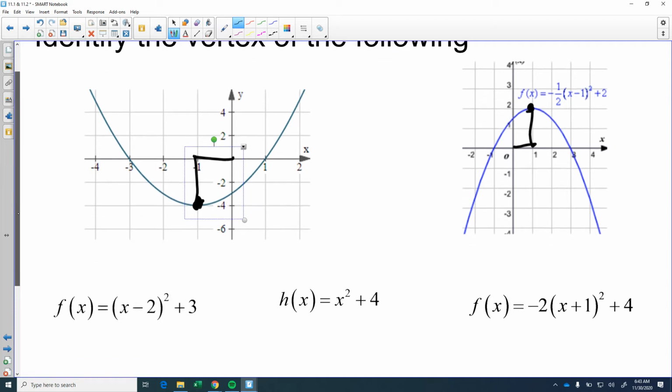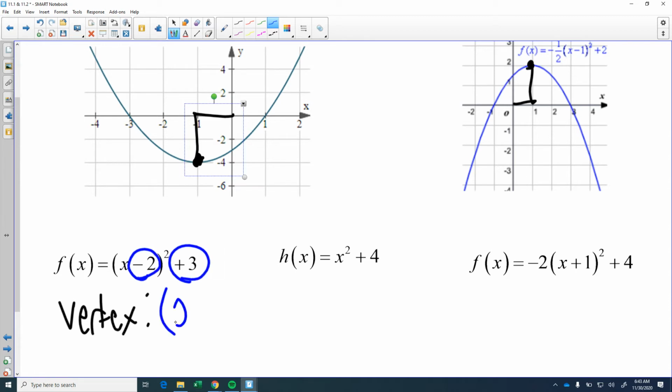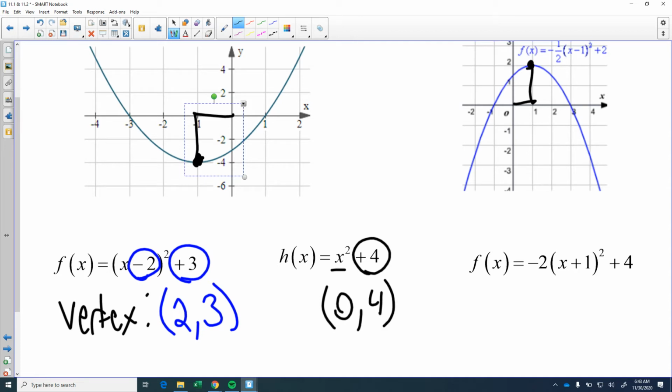In yesterday's lesson, we talked about this idea with these equations. If I know how it's going left or right, I can always find the vertex. The vertex for this one is going to be, well, how is it transformed? It went right 2, up 3. So my vertex is (2, 3). For this middle one, I don't go right or left at all because there's nothing inside parentheses, and I go up 4. So it's going to be (0, 4) for my vertex.